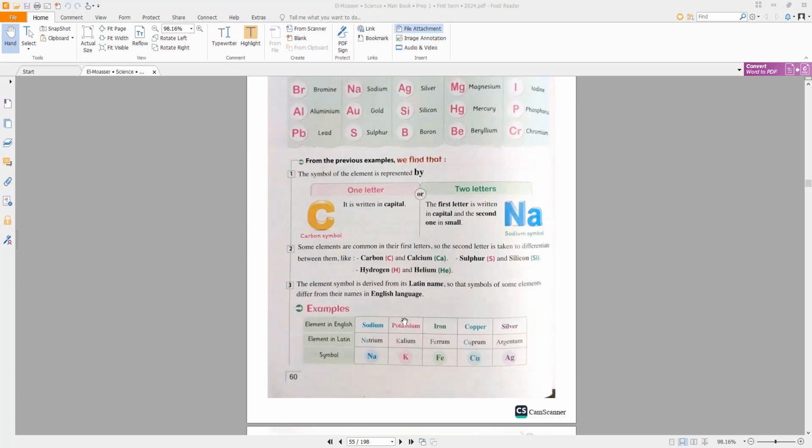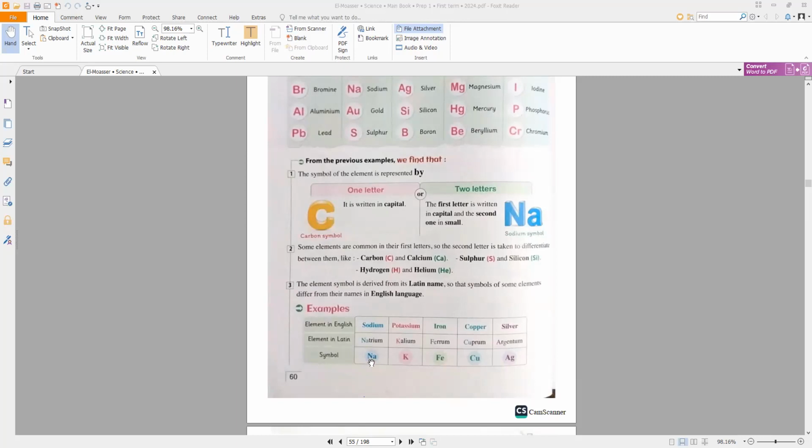Another example, potassium. Potassium is the English name, kalium the Latin name. So the symbol of potassium is K. Why? Because it is derived from the Latin name, not the English name. Iron is the English name, ferrum its Latin name. So Fe. Copper English, cuprum Latin name. So Cu. Argentum and silver. Silver is the English name, argentum is the Latin name. So Ag, derived from the Latin name, not the English name.